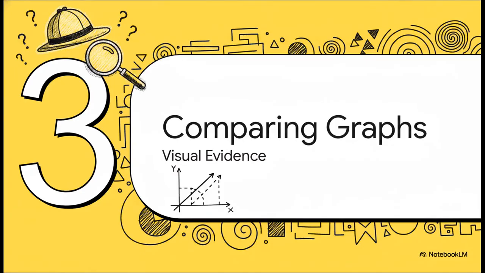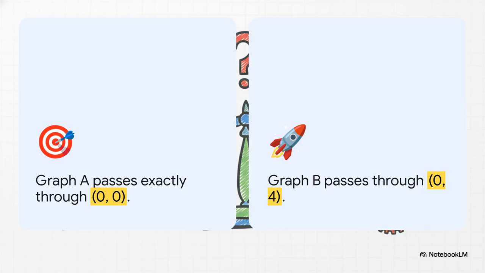All right, Section 3, Comparing Relationships on Graphs. Let's put those detective hats back on and examine the visual evidence. So, here's the crucial point. Just being a perfectly straight line is not quite enough to make a relationship proportional. Check out Graph A and Graph B.